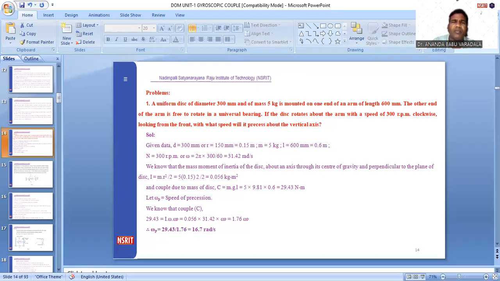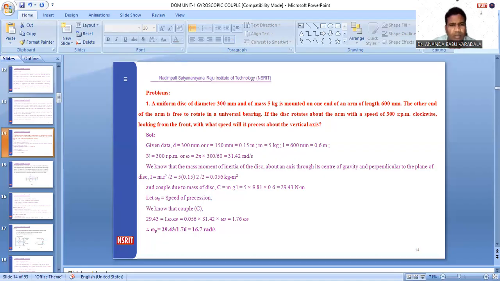And we can write angular velocity omega equal to 2 pi N by 60. That means 2 pi into N, where N is 300, by 60. We will get 31.42 radian per second, the angular velocity omega.